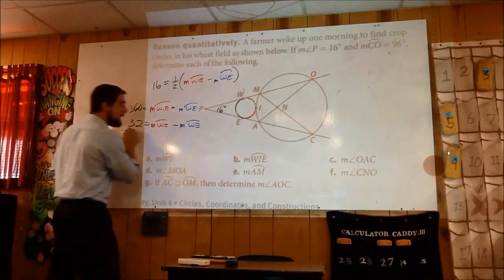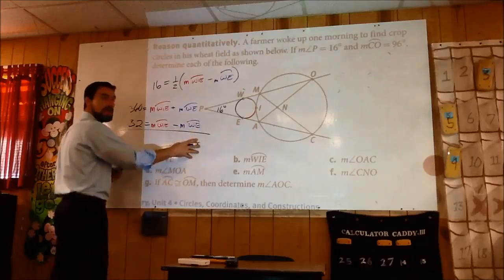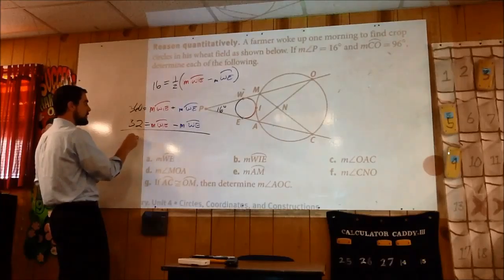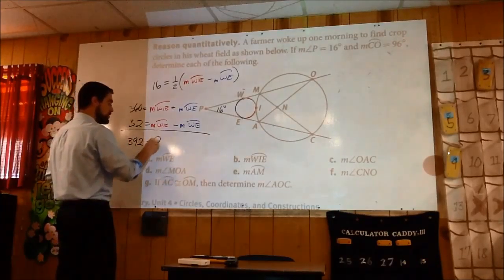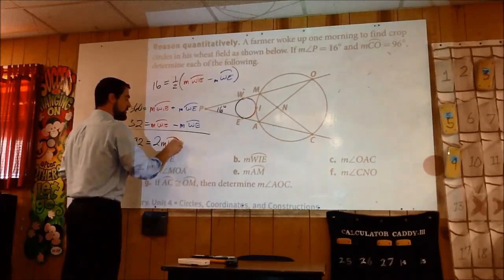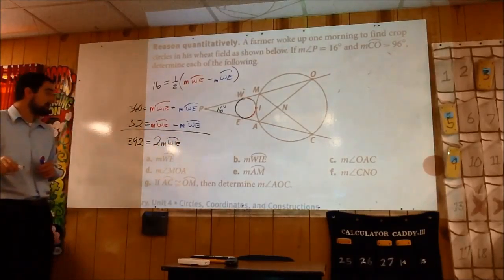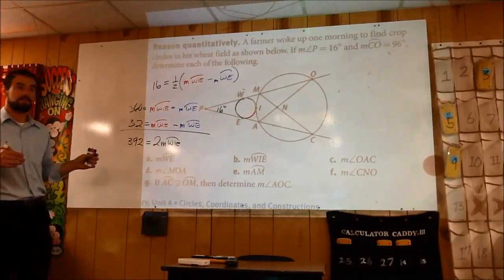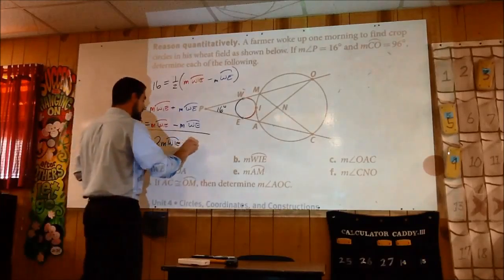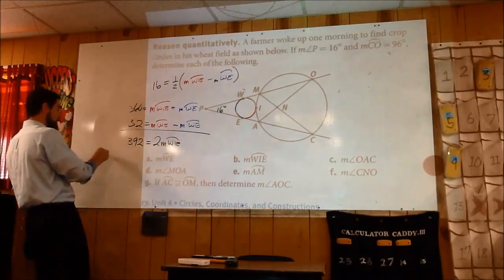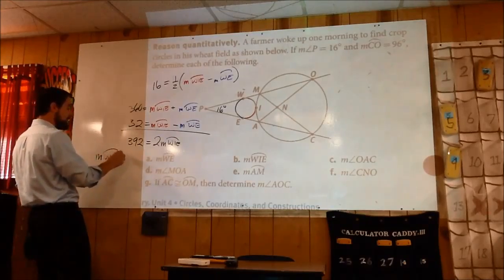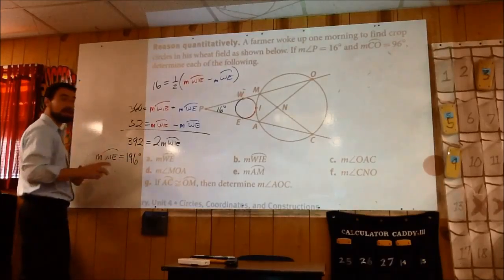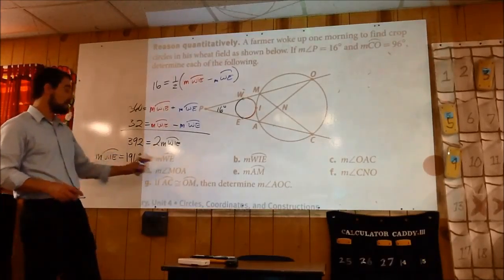So I'm just going to combine both of these, and when I do that, this variable eliminates. That is elimination. So this would be 392 equals two of these measures of major arc WIE. Is anyone else on the same page? We okay? Yes. Sweet. Divide by 2 on both sides, and we get that the measure of the major arc WIE is 196 degrees.